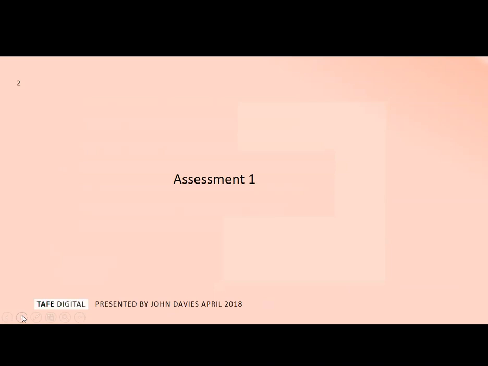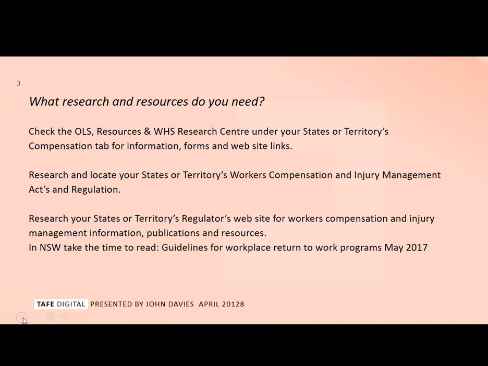First assessment. The WHS Research Centre is where you go to on the OLS under Resources for WHS407 and click on to the WHS Research Centre. Once there, you click on the Workers' Compensation for New South Wales tab, where you'll find your forms, research information, and key guidelines for work health and safety return to work programs, May 2017. This is what you can use as your textbook for this unit. That plus the PowerPoint for 407.